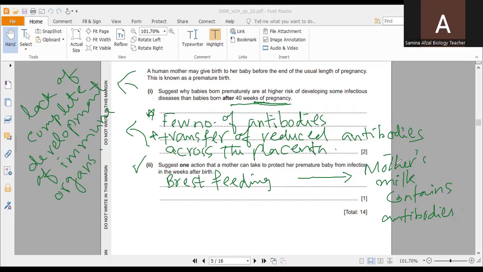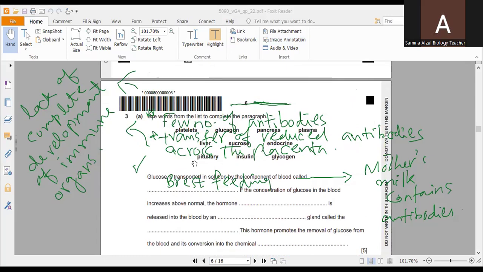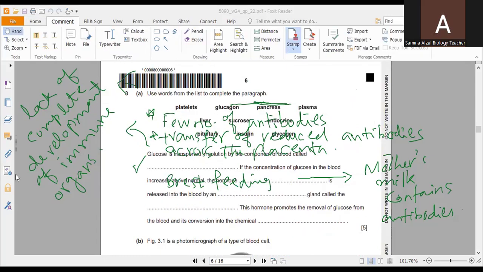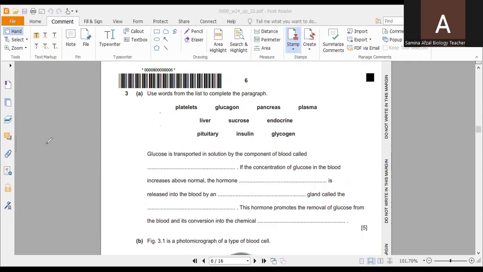So, in this way, we have completed question number 2. We are moving towards question number 3. Question number 3 is: use words from the list to complete the paragraph. They have given us a few words with the help of which we are going to fill in these blanks.